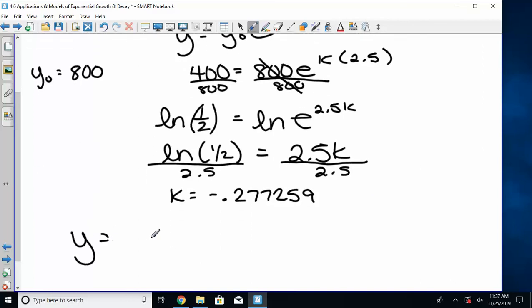My equation is actually y equals 800 e to the negative 0.277259 t. What was the question we were asked? How much would be present after 4 years? So now what do you think we have to do? Plug a 4 in for t.